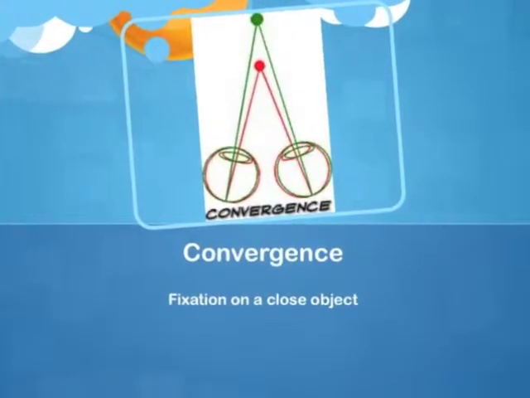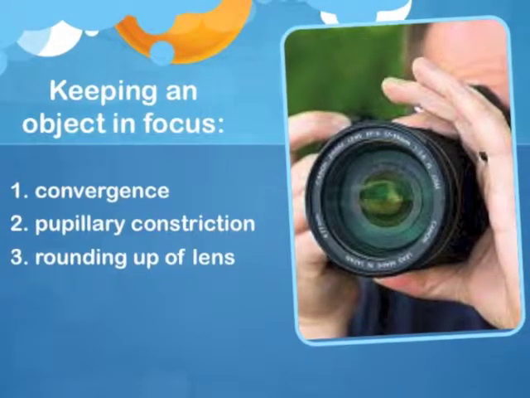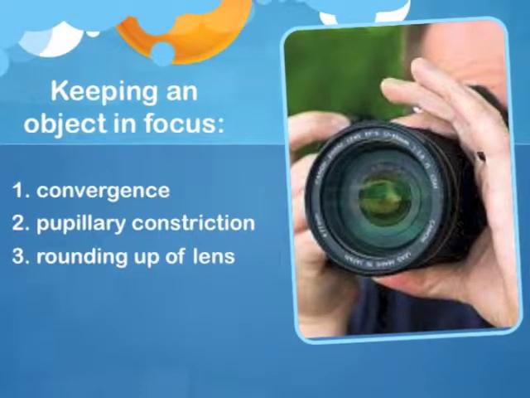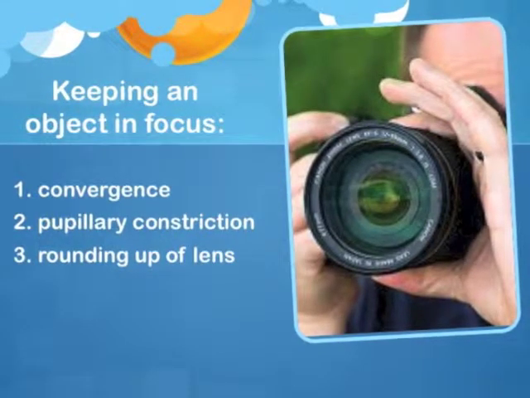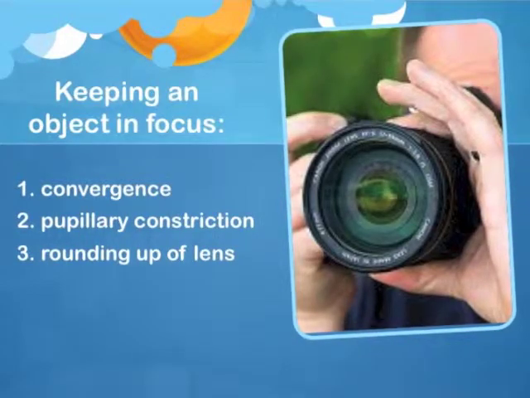Convergence is the fixation on a close object, meaning as we look at distant things, our eyes are directed ahead, but as an object comes closer, our eyes converge together to bring that object into focus. This is controlled by somatic motor fibers of the oculomotor nerves and the medial rotation of the eyeballs by the medial rectus muscles. So as we use the process of accommodation to keep an object in focus, we rely on three things: convergence, pupillary constriction, and the rounding up or pulling and releasing of the lens.